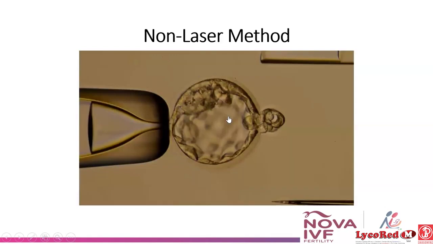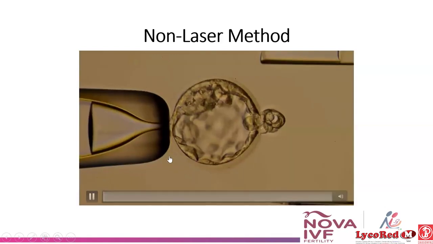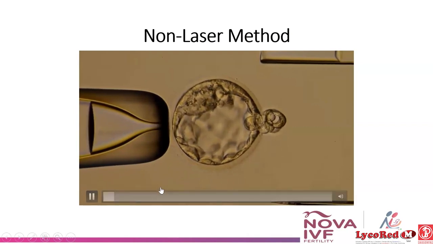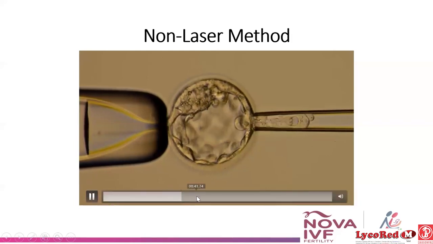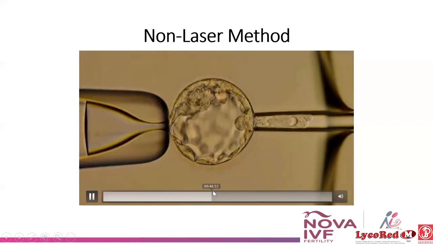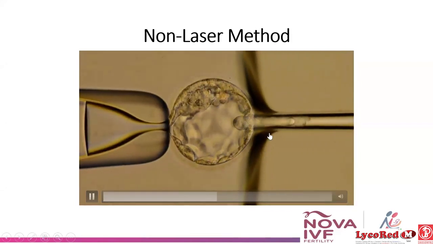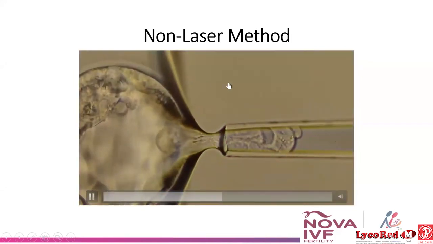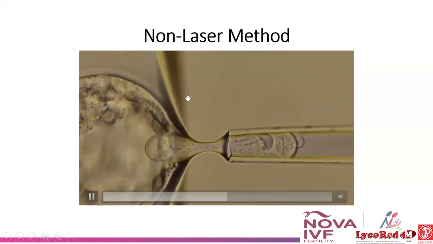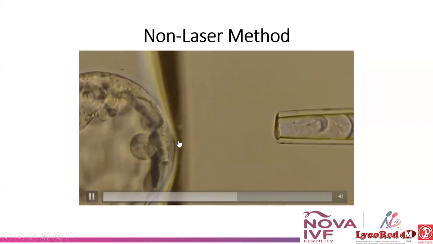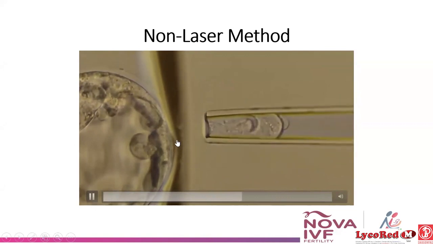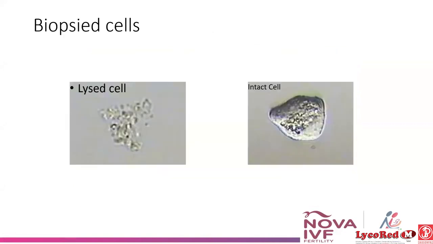This is a non-laser method. Actually, we are not practicing it. I got it from YouTube only. They are doing the biopsy without using a laser, and I think it is a very good method. They are not using any laser. They are just catching the trophectoderm with the biopsy needle, and you can find they are just coming out of the drop. This is the oil, the border between the media and oil. They are just pulling it, and because of this oil, the trophectoderm is separated. So I think this is a very good method where you are not going to use the laser.